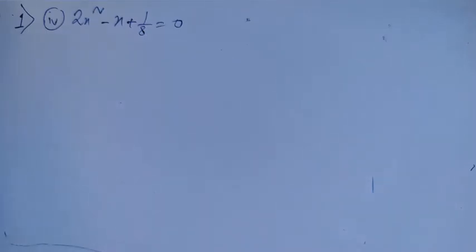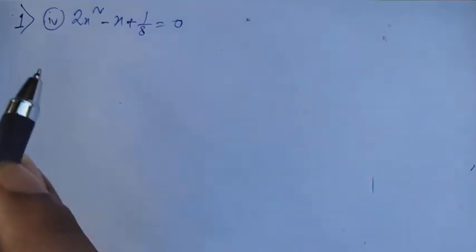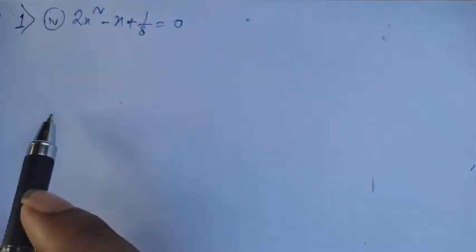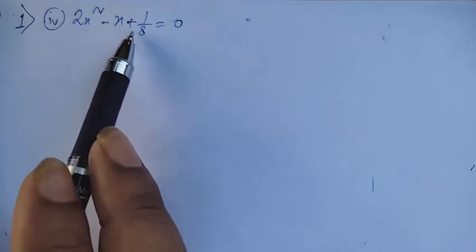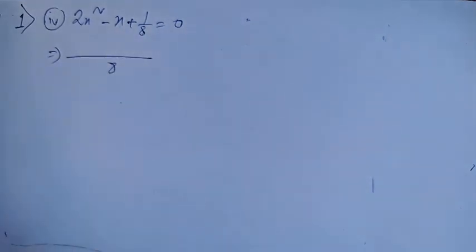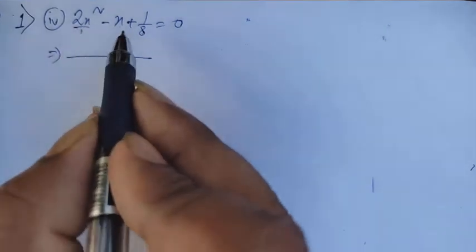Now question number 14: 2x squared minus x plus 1 by 8 equals 0. First of all, we have to take the LCM. Here the LCM is 8. So here the denominator is 1 and here also 1.